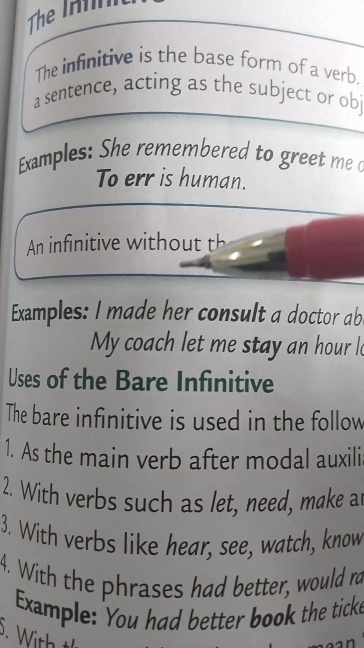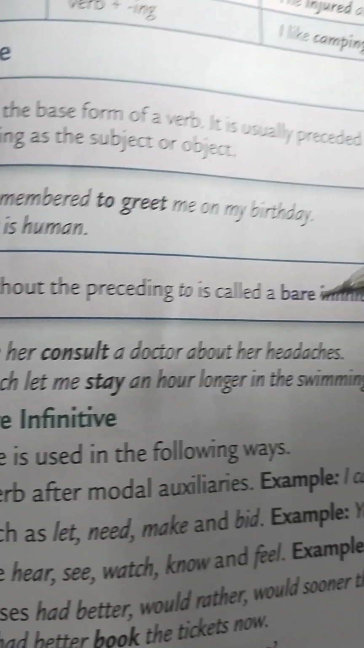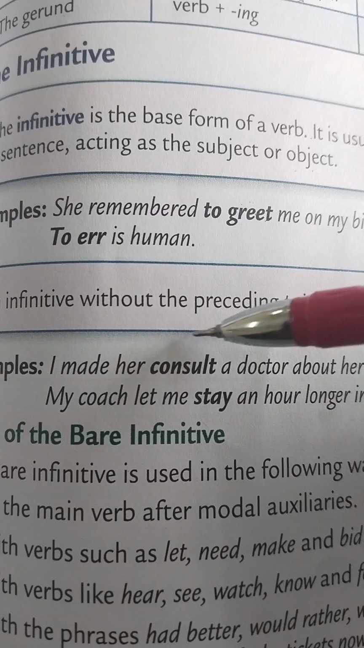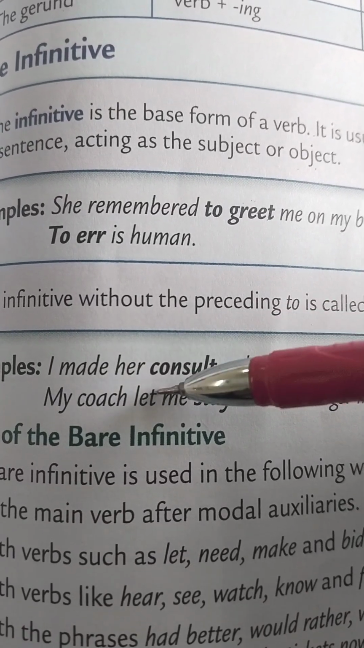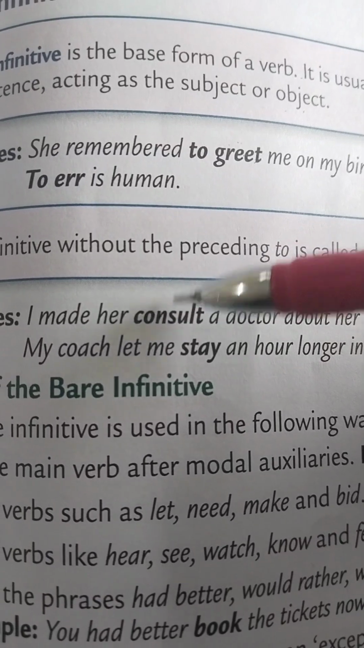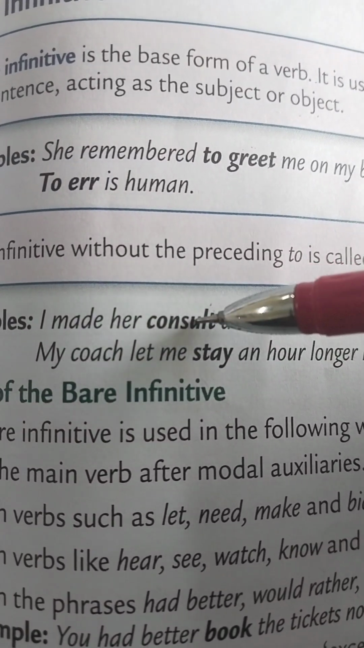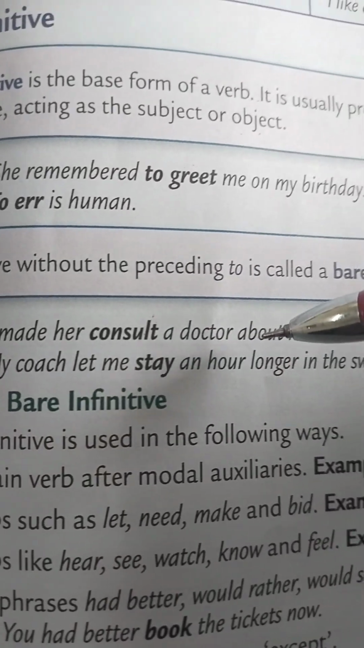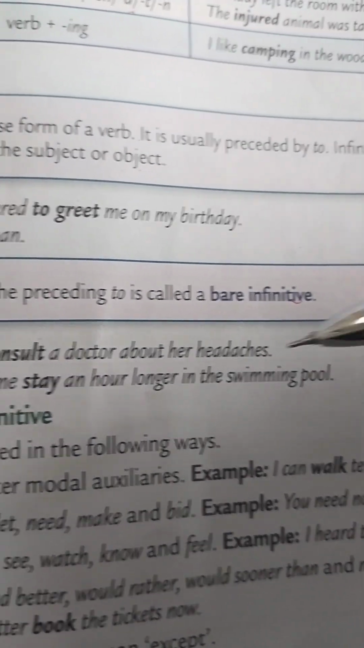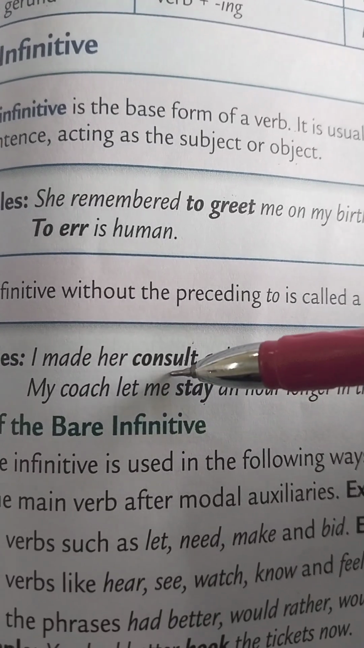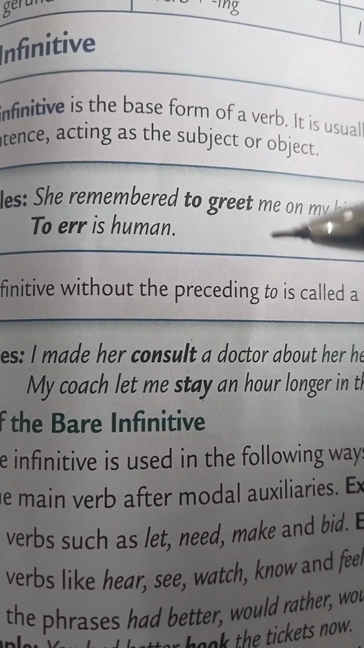For example, I made her consult a doctor about her headaches. Now in this sentence, consult is not preceded by to. You can see there is no to here, but it is an infinitive. And this type of infinitive which is not preceded by to is called a bare infinitive. My coach let me stay an hour longer in the swimming pool. Now in this sentence, stay is a bare infinitive because it is not preceded by to.